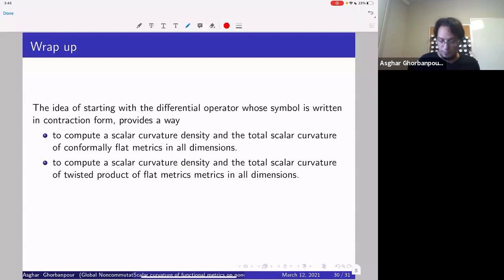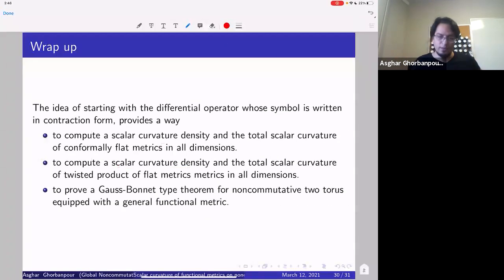The second thing is, we can do a little bit more, for example, the twisted product of flat metrics. We can also calculate the scalar curvature density and the total scalar curvature. And, well, the total scalar curvature for the case of dimension 2 was only proved before for the conformally flat metrics. Now we can prove the Gauss-Bonnet theorem for more general functional metrics.